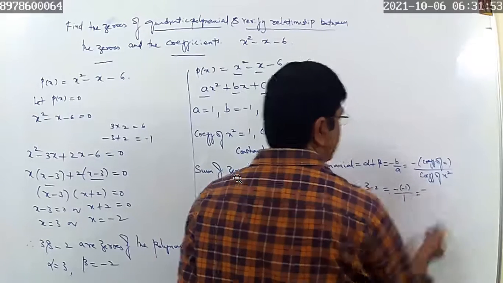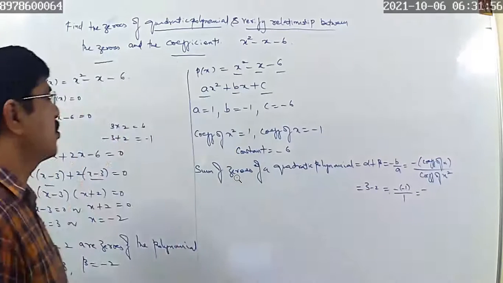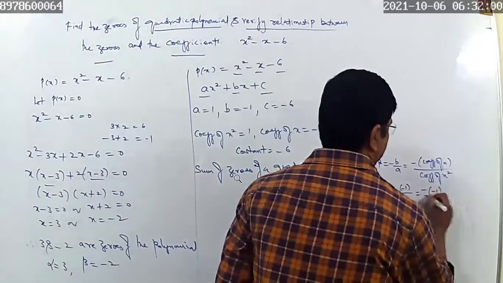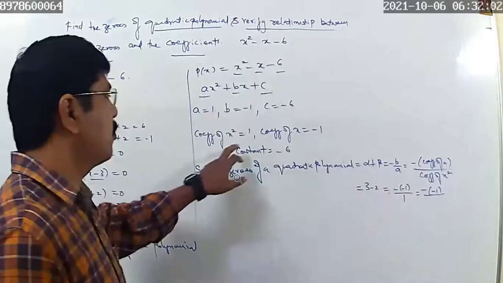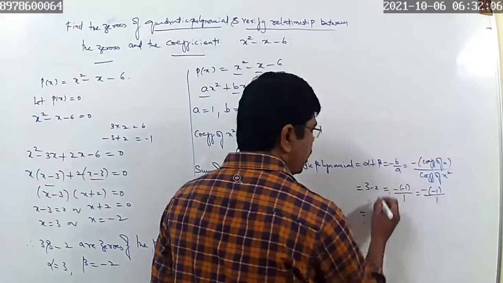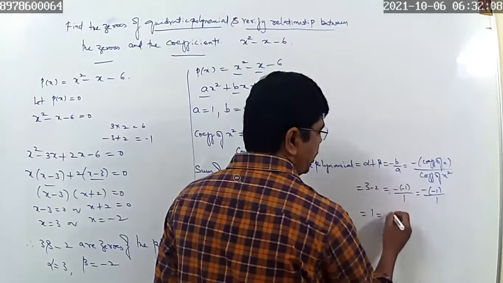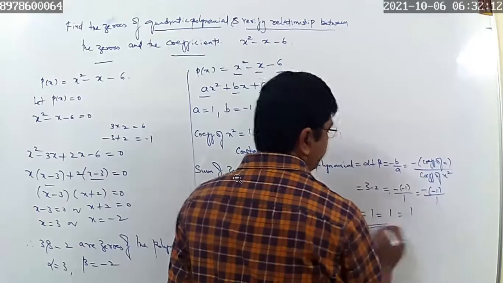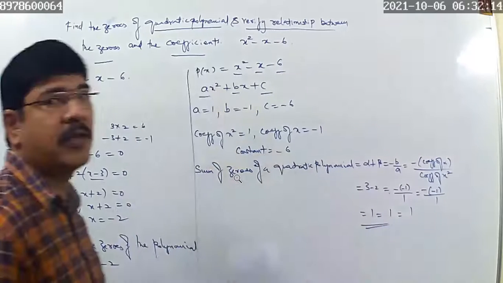Equal to minus, again coefficient of x. What is coefficient of x? -2. Coefficient of x square is again 1. 3 minus 2 is 1. Minus into minus is plus, 1. Again minus into minus plus is 1. So you're getting all the values the same.